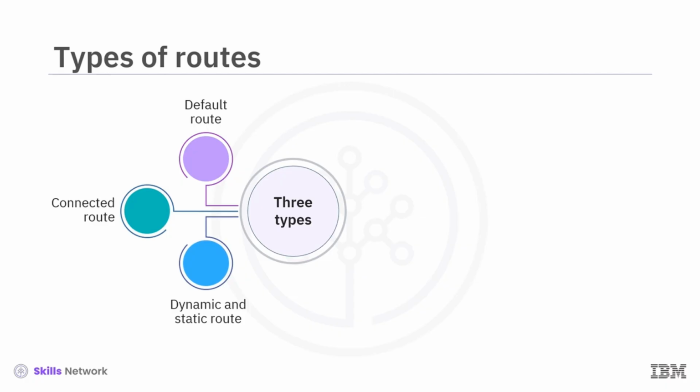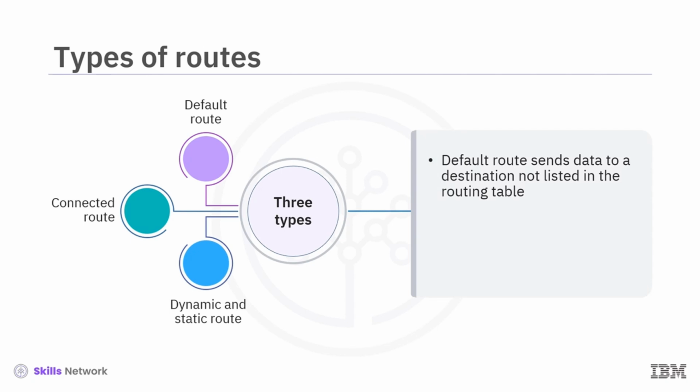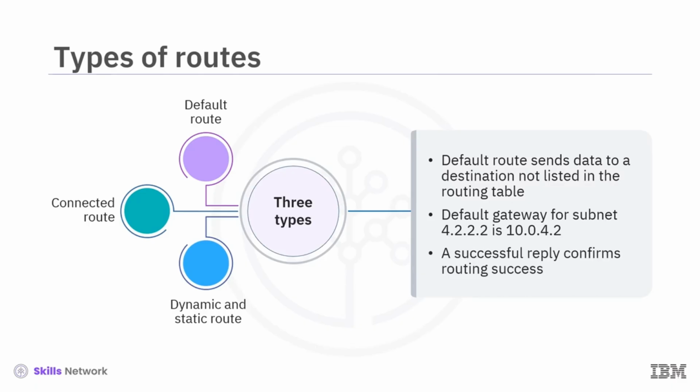Let's discuss them. The default route is used to send data to destinations not specifically listed in the routing table, making it the default route used to send packets to addresses for which no other information is available. For example, in a scenario where you must send a packet to IP address 4.2.2.2, but you know nothing about this network, the packet will be sent to the default gateway, for which the default gateway for this subnet is 10.0.4.2. The packet is sent there, and the default gateway will take care of routing it to another network. Note that a successful reply is generated for the ping.